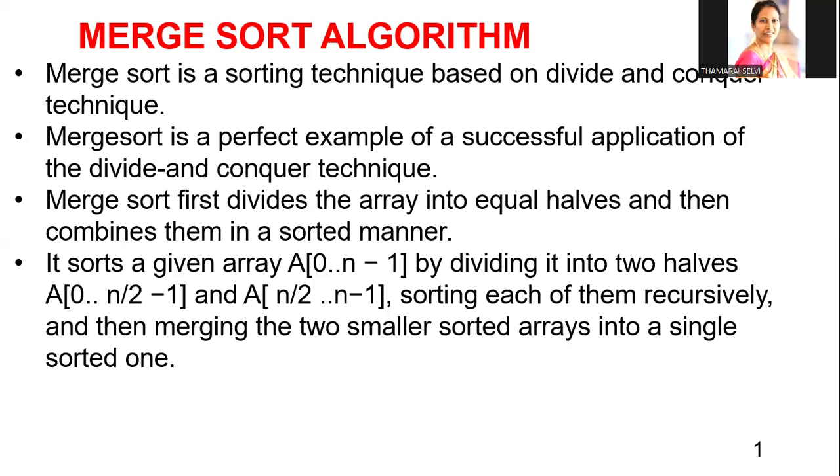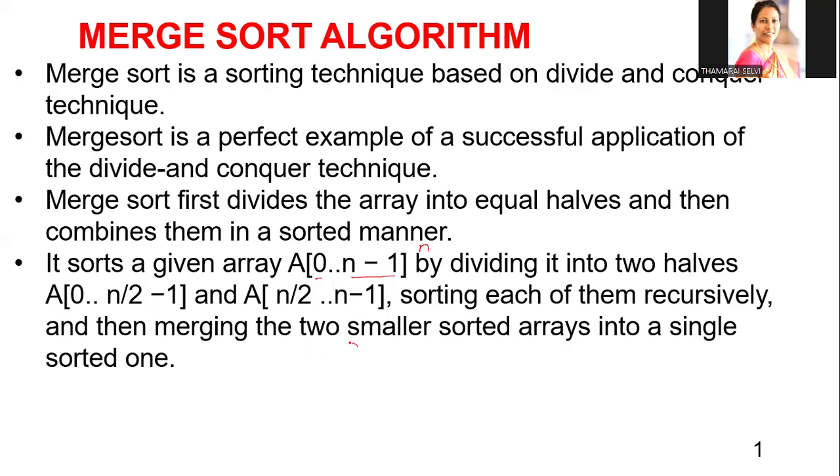For example, if the array has n number of elements, the index starts from 0 to n minus 1. So this array contains n elements. This will be divided into two halves. The first half from 0 to n by 2 minus 1 index. The next half from n by 2 to n minus 1 index.